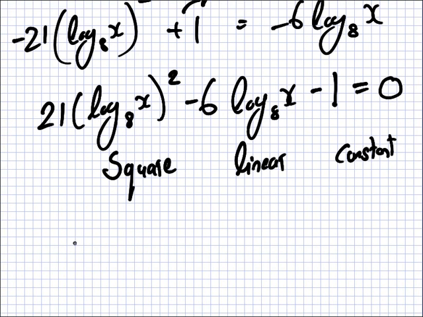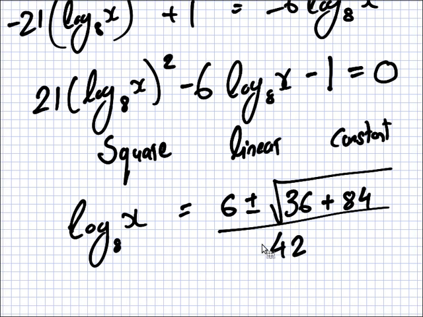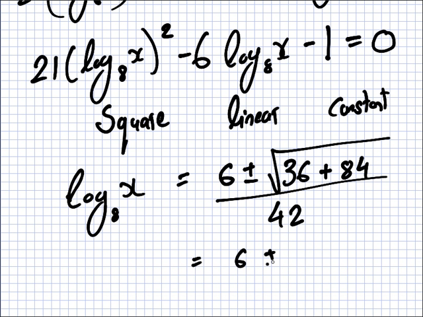So let's do that. Oh, but it's not x. This is a quadratic, and instead of using x, what do you use? You use log 8x. Because these aren't x's, are they? They're log 8x. So, the formula says this is minus b plus or minus the square root of b squared minus 4ac, all over 2a. So that's equal to 6 plus or minus square root 120 over 42.